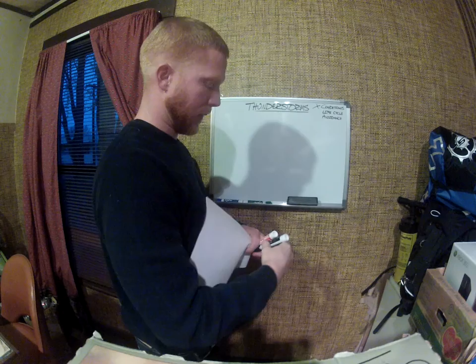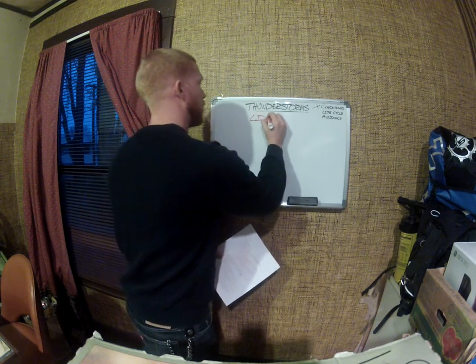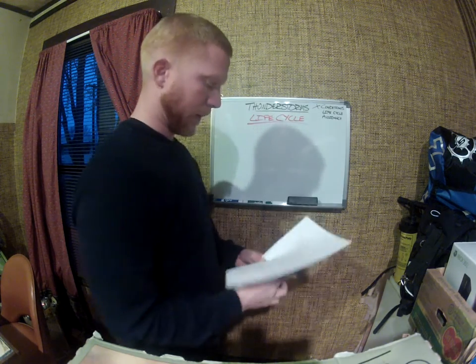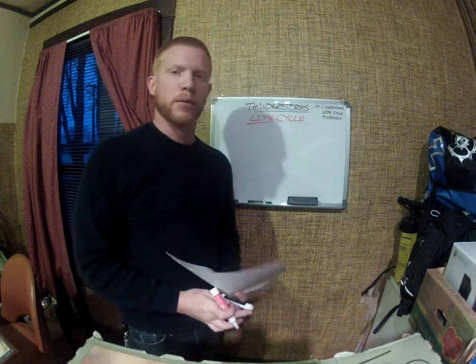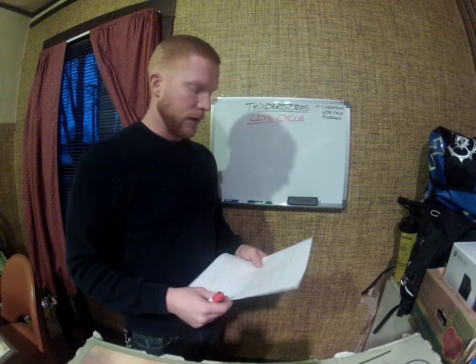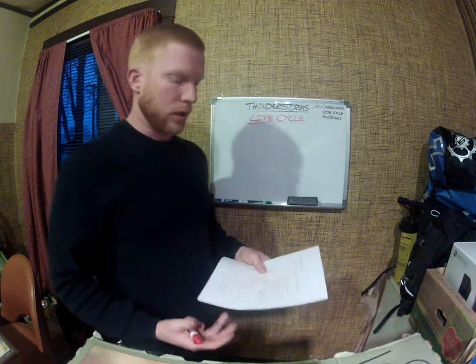Alright. Next we're going to talk about the life cycle of a thunderstorm. So basically how any cloud forms is you need 3 things. You need water vapor, you need air cooling to the dew point, and you need condensation nuclei. So just keep that in mind. There's 3 stages to a thunderstorm. We're going to talk about each one individually as we go along.